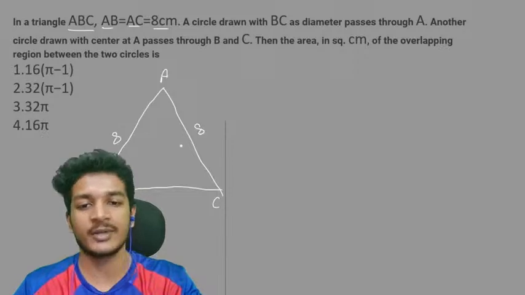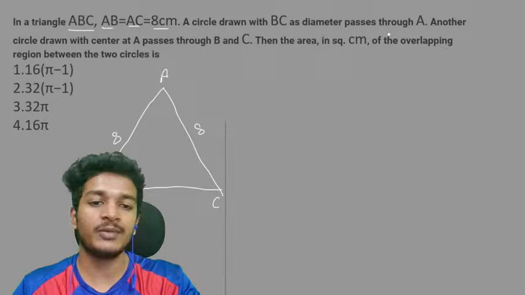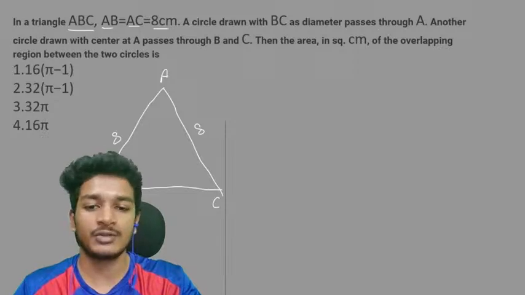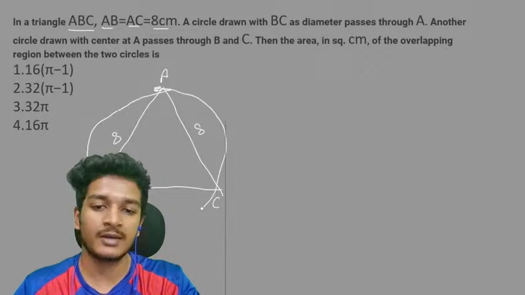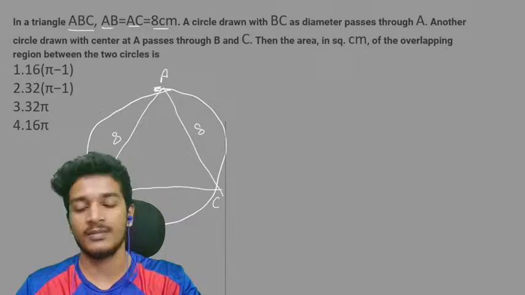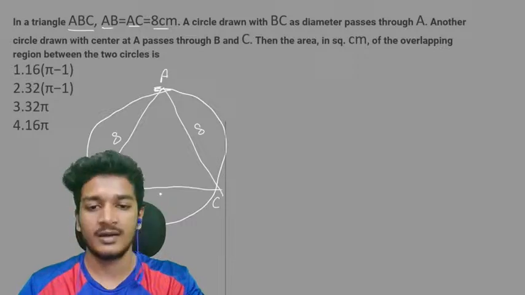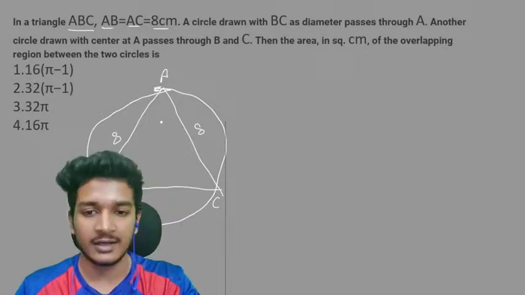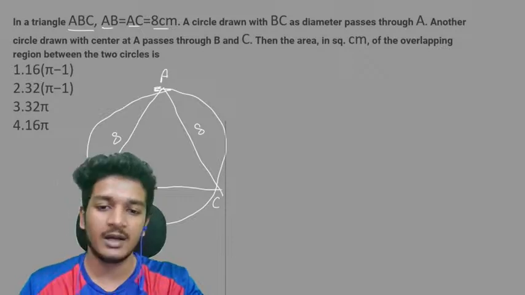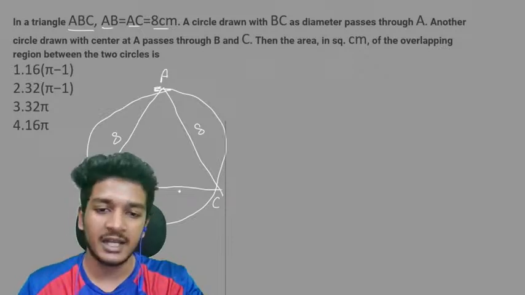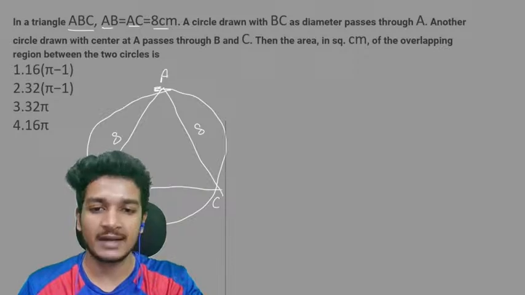Now, a circle is drawn with BC as the diameter and it passes through A. So, I have a circle like this. It passes through A like this. Let's just draw a rough diagram first. I'll make it a little bit more clear, but let's just draw a rough diagram first. Here BC is the diameter. It may not look like so in the diagram first of all, but let's just draw a rough diagram first.